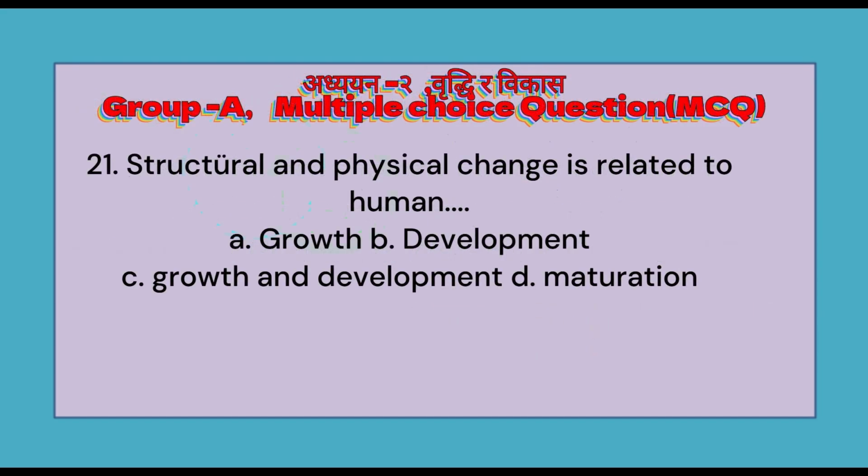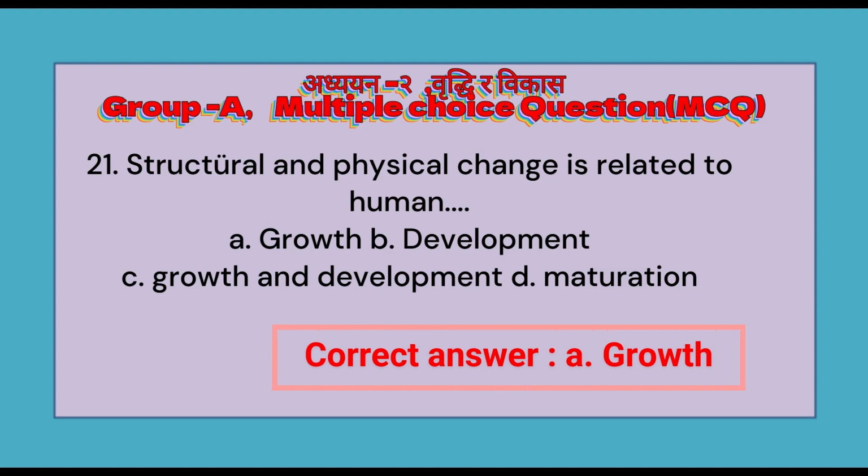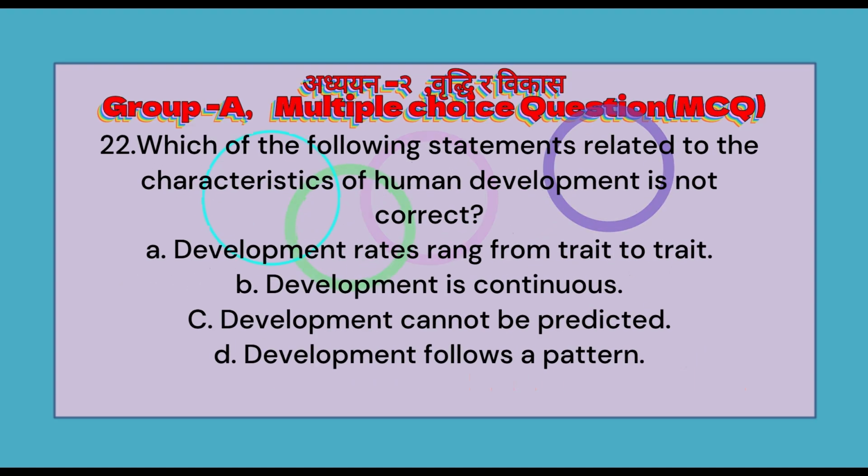21. Structural and physical change is related to human: A. Growth. B. Development. C. Growth and development. D. Maturation. Correct answer: A. Growth.